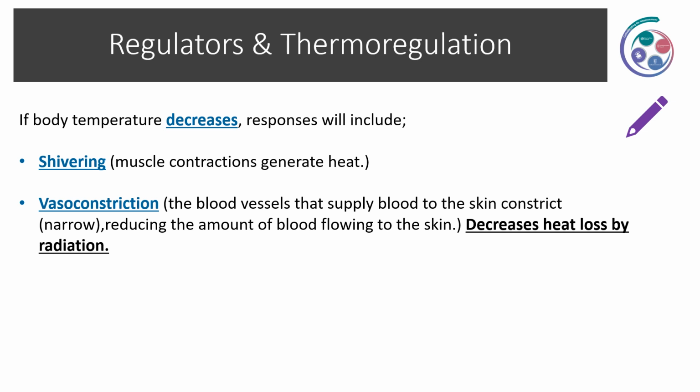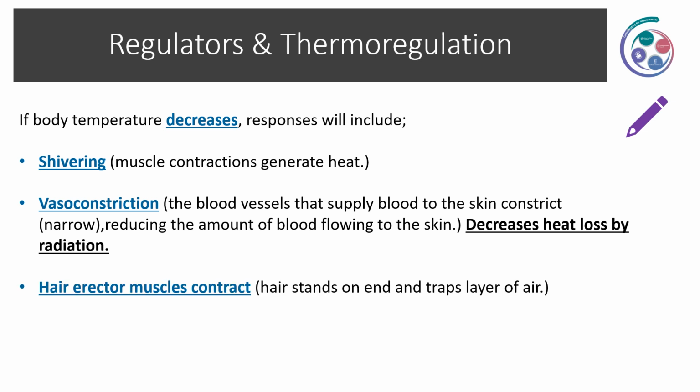The second one is vasoconstriction. This is the opposite of vasodilation. So in vasoconstriction, the blood vessels that supply blood to the skin constrict, or they narrow, reducing the amount of blood flow to the skin. If you reduce the amount of blood flow to the skin, this will decrease heat loss by radiation and again return your body temperature to normal.